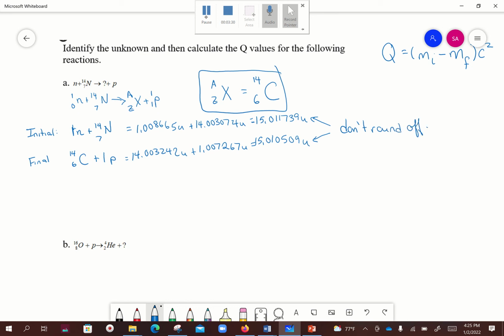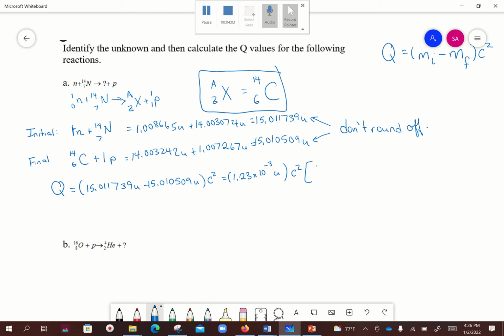Okay, so what's my Q value? My Q is equal to mass initial minus mass final. So it's important to get it the right way around or you'll get the wrong sign. So my initial mass minus my final mass times c squared. So my mass difference is 1.23 times 10 to the minus 3, very small, u.